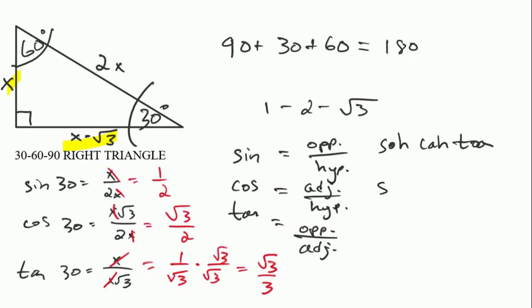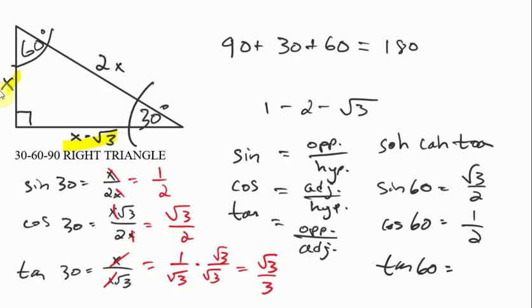Now the same thing goes for 60. So sine 60, and I'm not going to write this out the same way I did last time. I'm just going to write sine 60 is going to be this opposite over hypotenuse, which is going to be rad 3 over 2 after everything cancels. Cosine 60 is going to be this adjacent over hypotenuse, which is just going to be 1/2, and tangent 60 is going to be this opposite over adjacent, this rad 3 over 1, so it's just going to be rad 3.